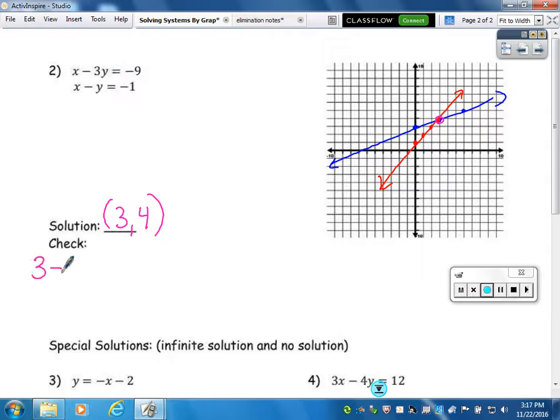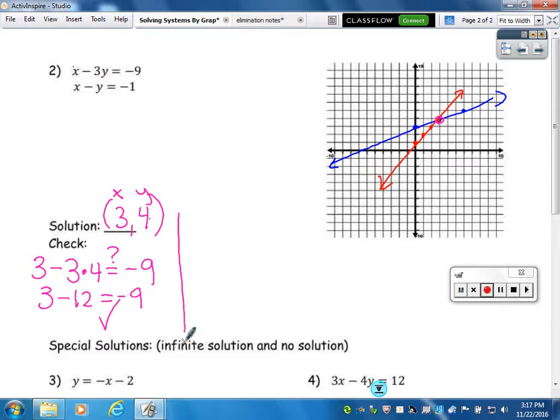Is 3 minus 3 times y equal to negative 9? So again, check it out. X and y right here. I'm plugging this x right here, that's where I got this. I'm plugging this y right here, which is where I got this. So is 3 minus 3 times 4, which is 12, equal to negative 9? And yes, it is.